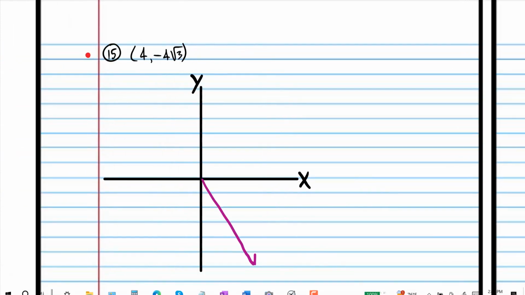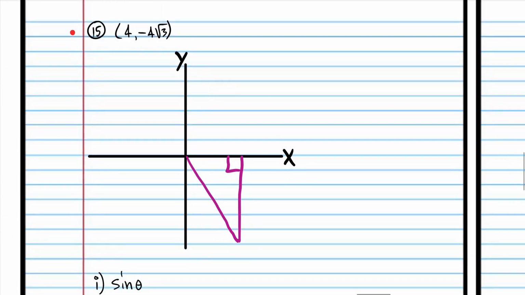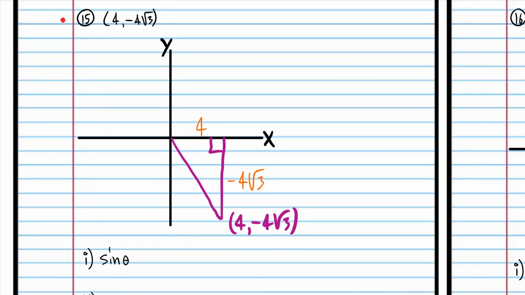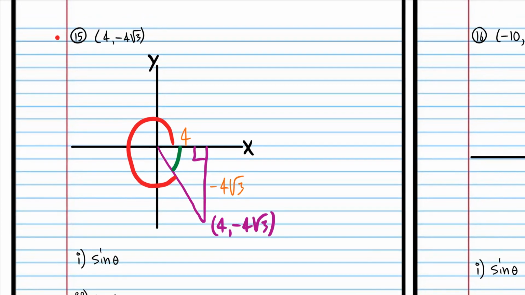And so this point here is 4, negative 4 root 3. So that means that this side is 4, this side is negative 4 root 3. So what that means is the angle in question is this angle here, and the reference angle is this green angle, of course. But we don't really have to use the Pythagorean theorem, because we can see that this is a 30, 60, 90 triangle. If this side is x and this side is x root 3, then that means that this side is 2x.